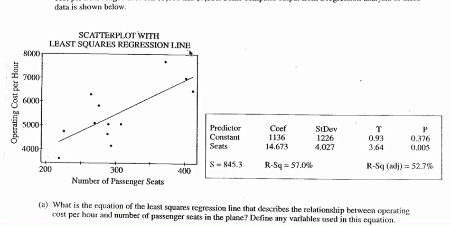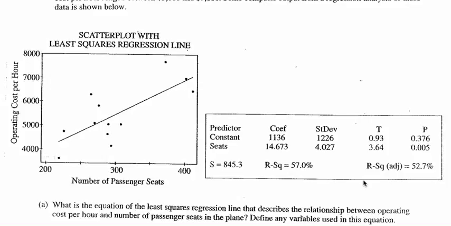at what you are given. This time you are not given a residual plot. Instead, on this question, unlike the one on the front, you're given a scatter plot. So notice the x-axis is labeled with the number of passenger seats. The y-axis is labeled with operating cost per hour. I can see the plotted ordered pairs, and here is the graph of the best fit line, or the least squares regression line. Here is some computer output with the values you should be able to recognize which are important.